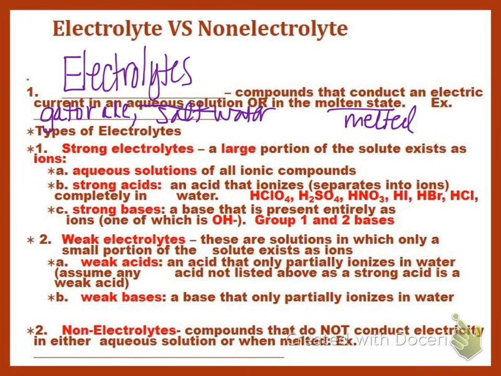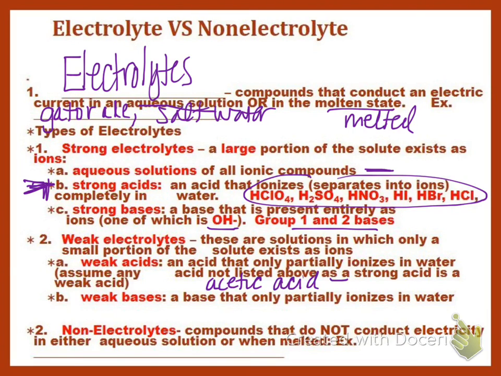Strong electrolytes are something that almost completely ionizes, and all aqueous solutions of ionic compounds are strong. The strong acids, which you're going to need to memorize, these are the strong acids right here, and then strong bases, which are hydroxides of group 1 and 2. There are things called weak electrolytes, which only slightly ionize or dissociate, and they will conduct a weak electric current, and they're the weak acids. Acetic acid is a very good example of that, and acetic acid is what is in vinegar. It's just been diluted with water, and we call it vinegar.